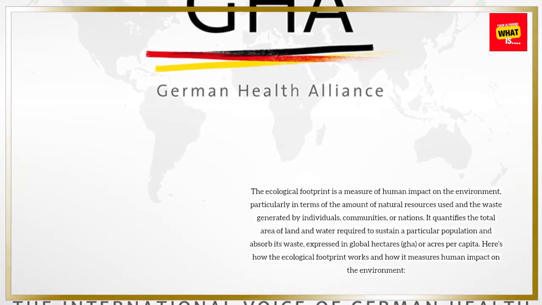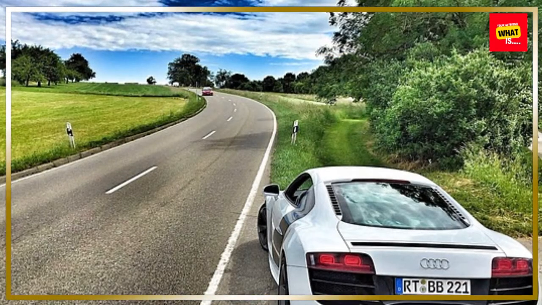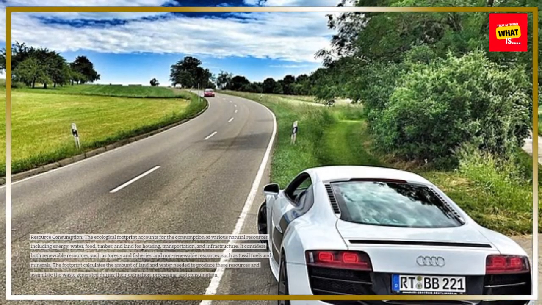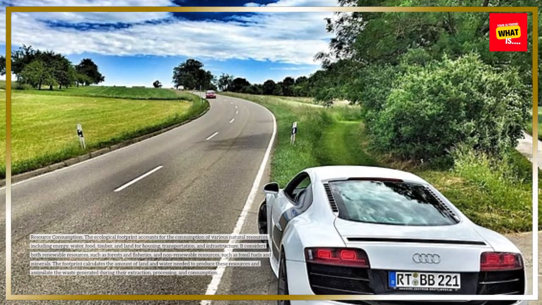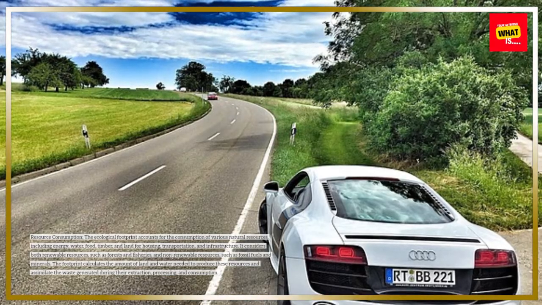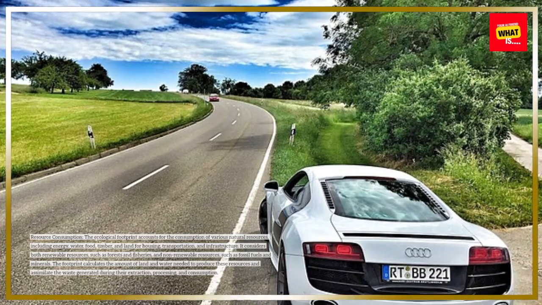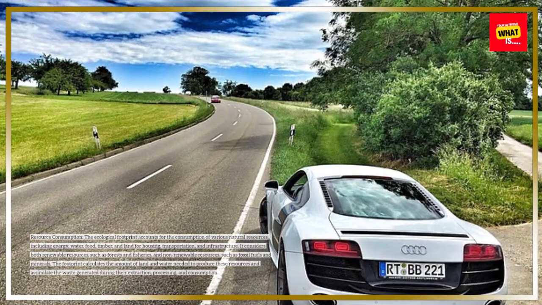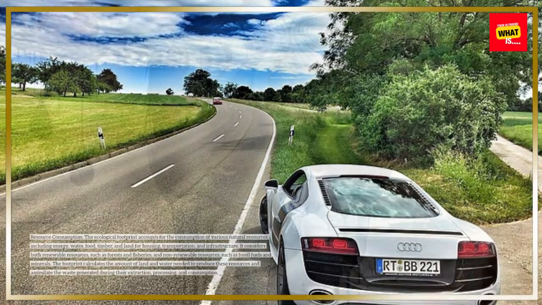Here's how the ecological footprint works and how it measures human impact on the environment. Resource consumption. The ecological footprint accounts for the consumption of various natural resources, including energy, water, food, timber, and land for housing, transportation, and infrastructure. It considers both renewable resources, such as forests and fisheries, and non-renewable resources, such as fossil fuels and minerals. The footprint calculates the amount of land and water needed to produce these resources and assimilate the waste generated during their extraction, processing, and consumption.